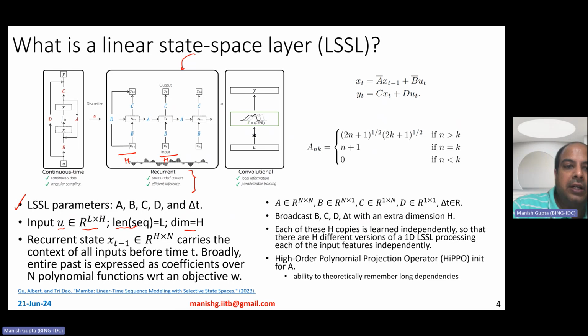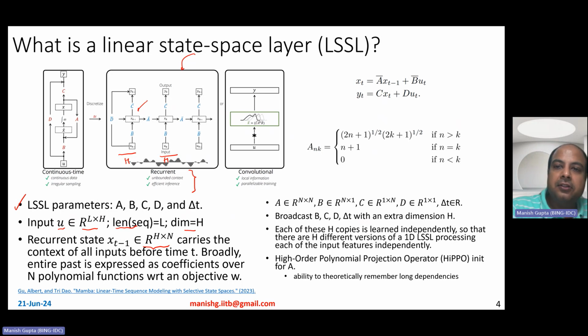Now, if you think about these recurrent models, RNNs, if you remember, this hidden layer has H dimensions, right? However, in linear state space models, this recurrent state xt minus 1 is going to be a matrix of size H cross n. So it's not a small layer, it's basically a full, large matrix.